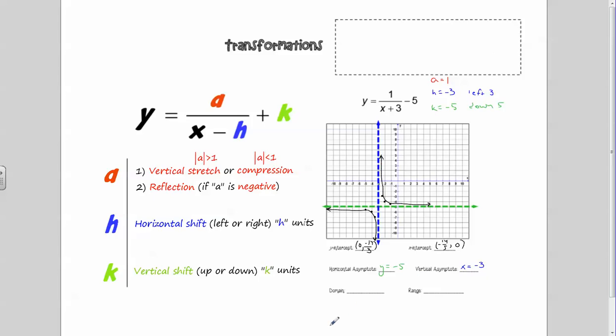Okay, our domain is all real numbers. But where's the restriction in this case? X cannot be negative 3. And the range is also all real numbers, but our y cannot be negative 5.